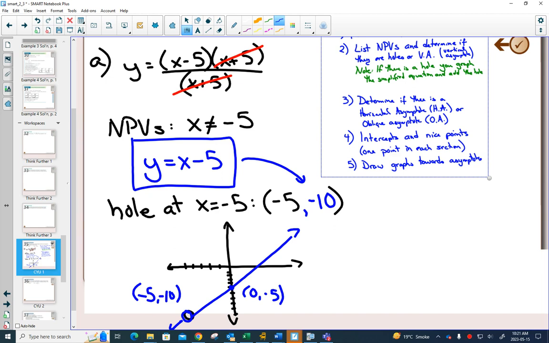Other points you might like to graph in here, you might like to label as well your x-intercept. How do we find an x-intercept? We plug in 0 for y and solve. Your x-intercept would be 5, 0.